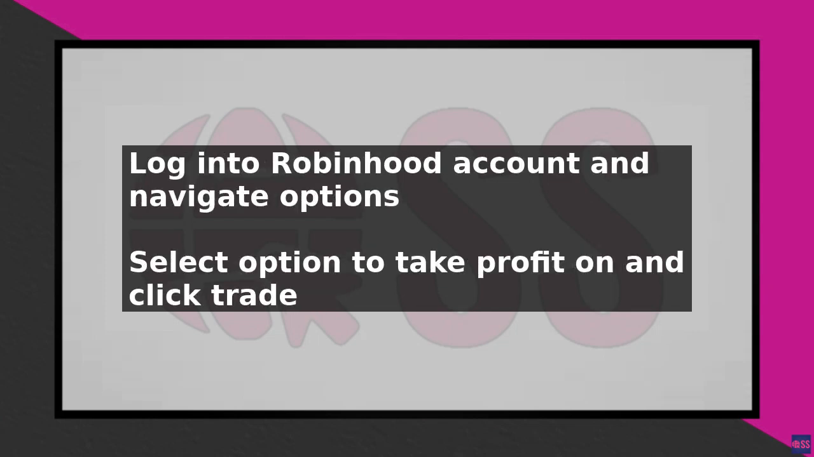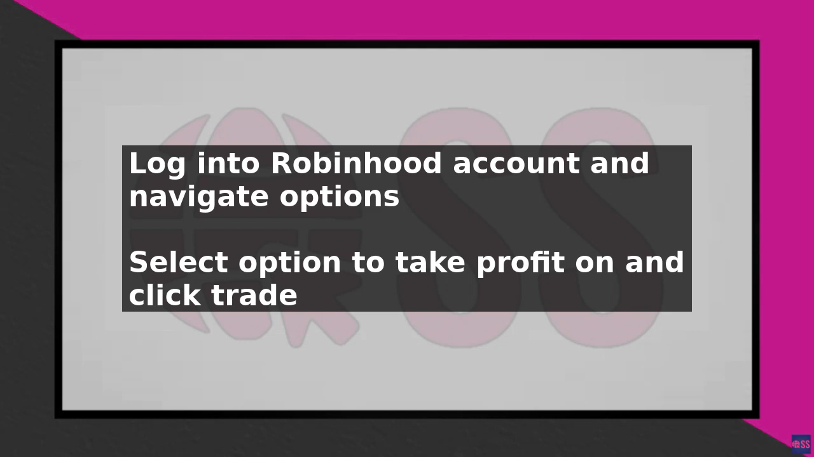To take profit on Robinhood options, you need to have an account with Robinhood and have some experience with options trading. Once you have logged into your account, navigate to the options trading section and select the option you want to take profit on. Next, click on the trade button and select the sell option. You will then be presented with a screen that shows the current market price of the option and the potential profit or loss. It is crucial to review this information carefully before making a decision.